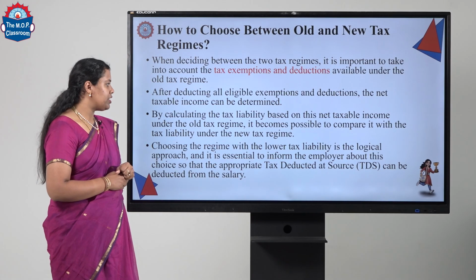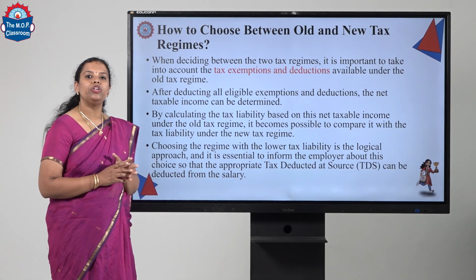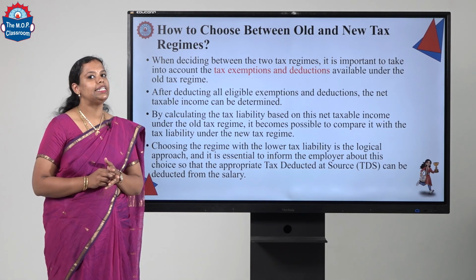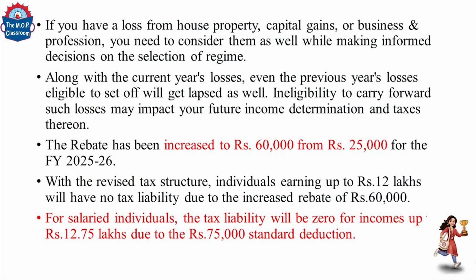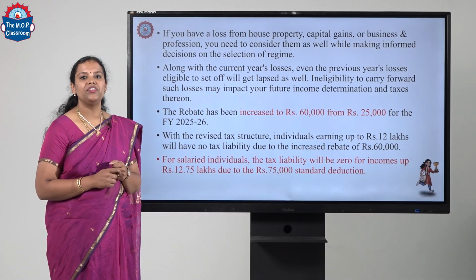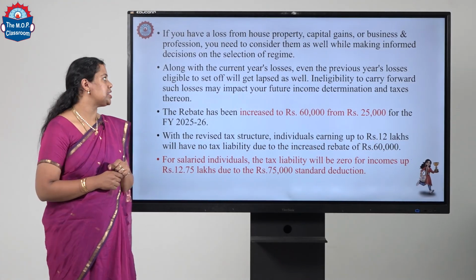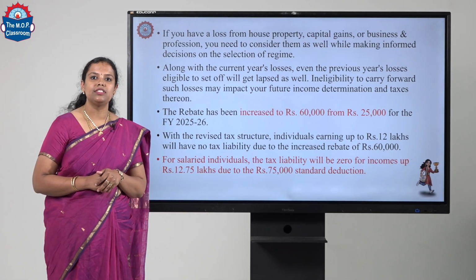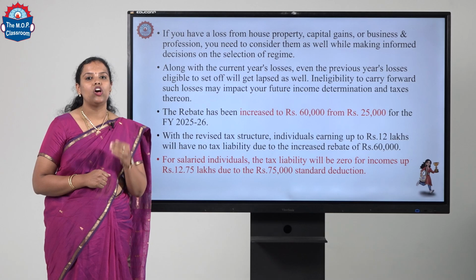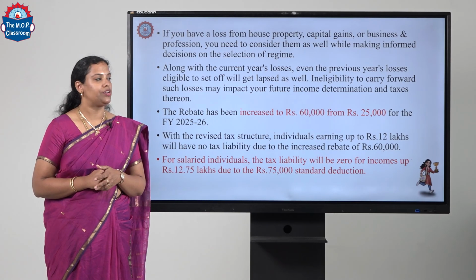In order to choose the regime with a lower tax liability, you need to inform the employer. Based on that, the TDS calculations will be made here. Along with others, you also need to assess the loss you are incurring from house property, the gains that you are receiving from capital assets and any kind of business income. With that, we'll have to look into the previous year losses that you have carried forward. Usually, the losses can be carried forward for 8 subsequent years.